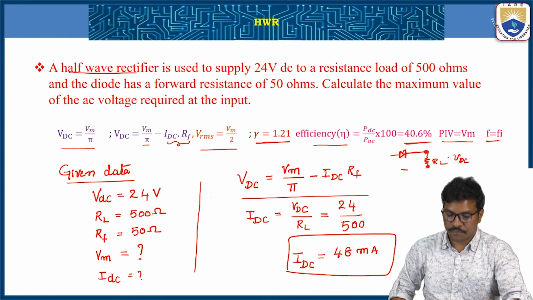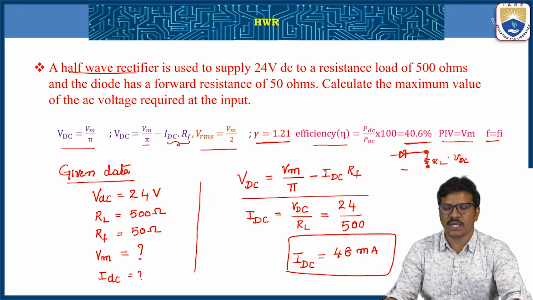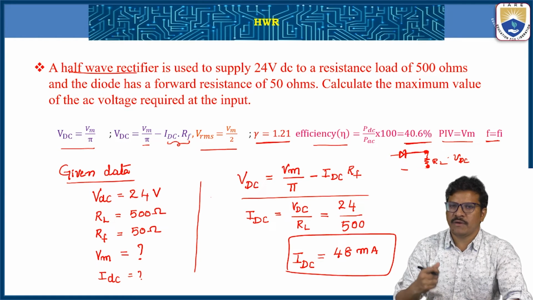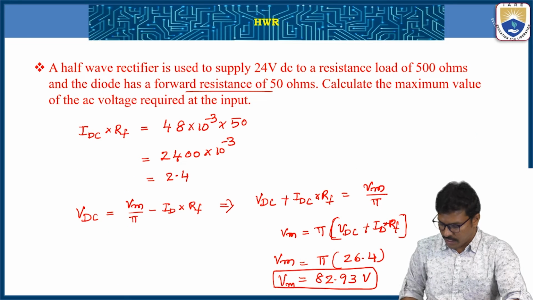So simply by considering VDC 24, RL 500 ohm, RF 50, find out the Vm. We have a formula VDC is equal to Vm by pi minus IDC RF. As I told, minus IDC RF when we consider the forward internal resistance. Otherwise, we simply take Vm by pi only. But here VDC is given, and pi already is a constant. So extract that Vm with all the parameters, then you will substitute and get 82.93.